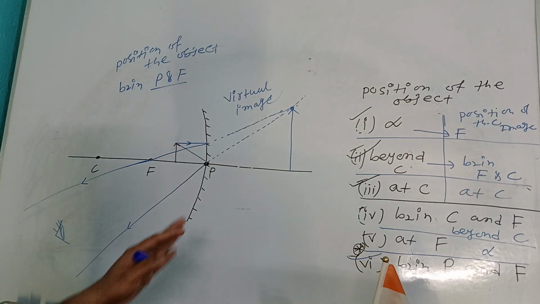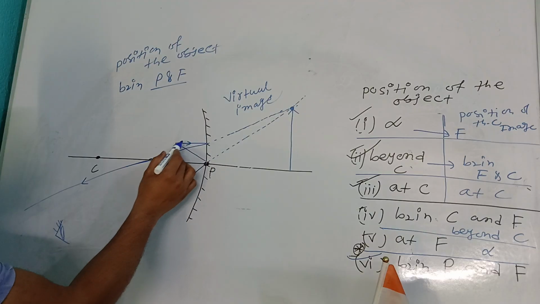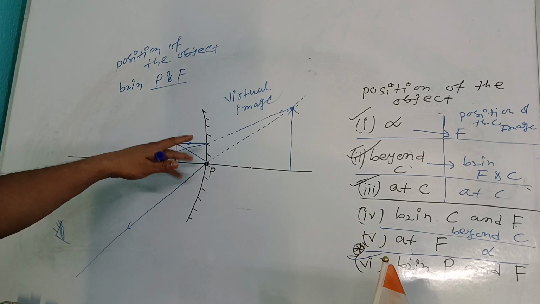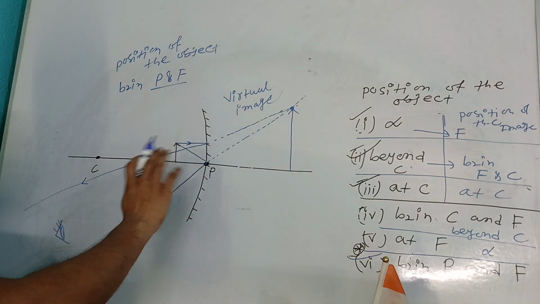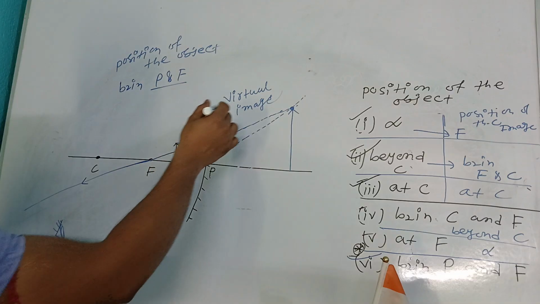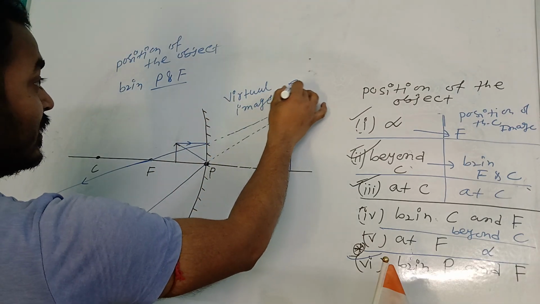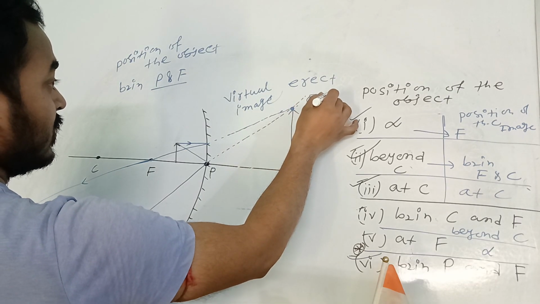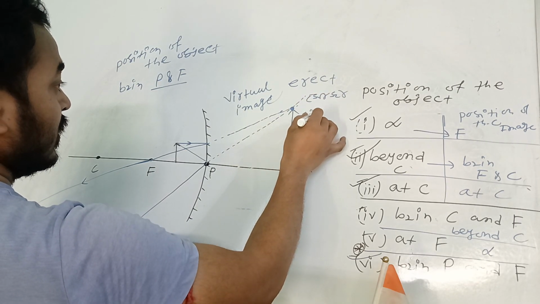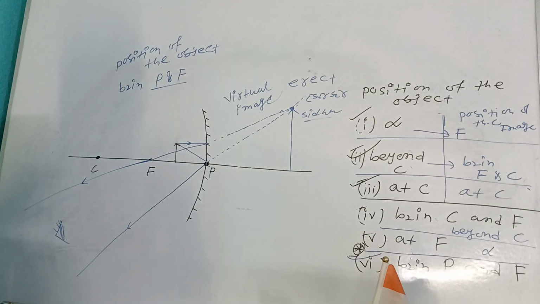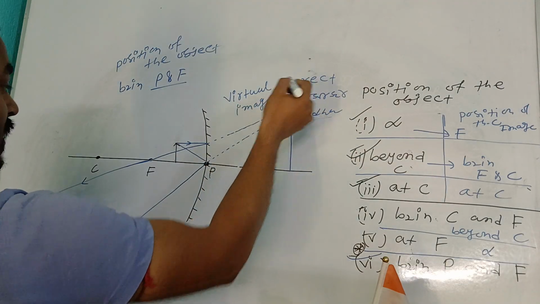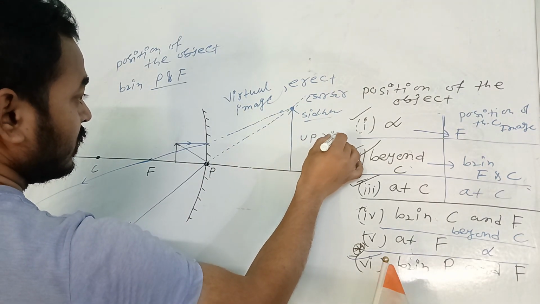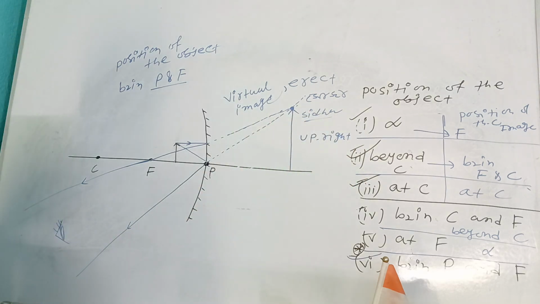For the second case you can also take normal incident. You can take normal incident and extend, no problem, your choice. But the oblique incident case is easy, that's why I am taking this one. Okay, so the image is virtual, and virtual is erect. Erect means what? As I said, straight, upright. Okay, virtual erect. Or you can write it is upright also.